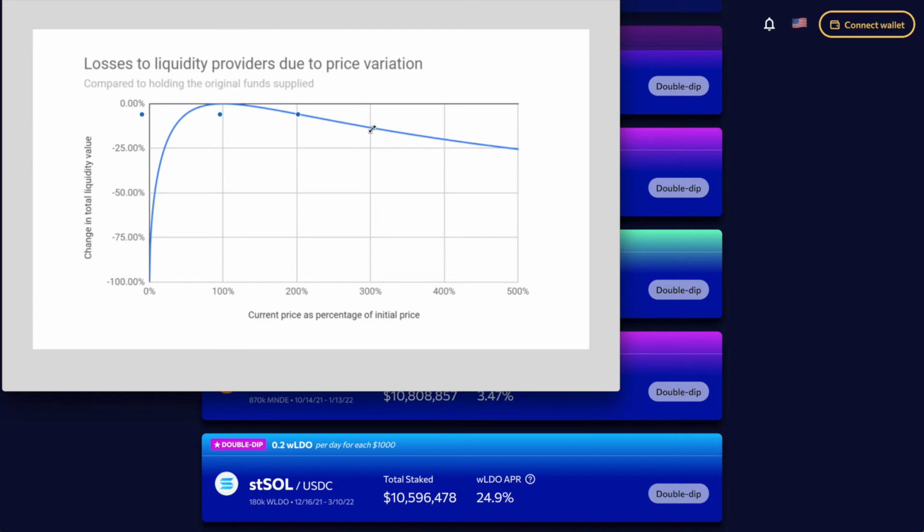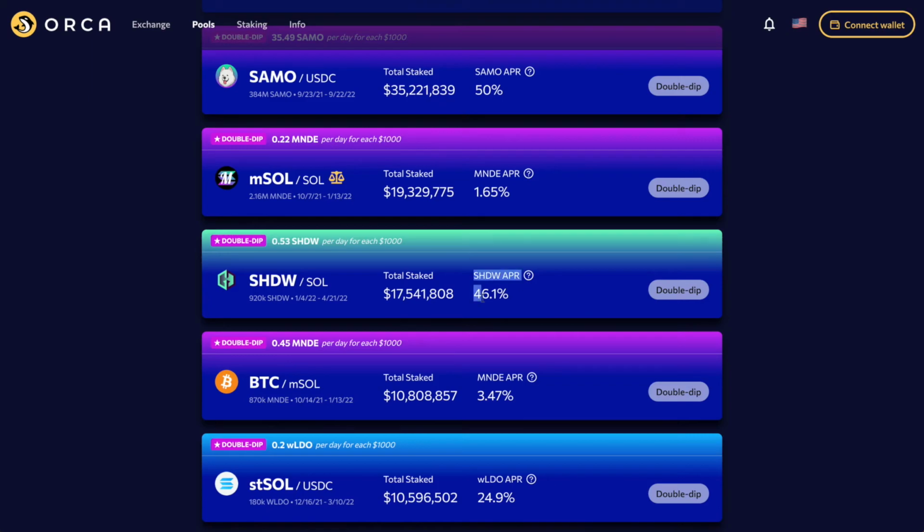Now, if it triples in price, you would lose even more money. You would lose closer to like 15 to 20%. And if it goes up by 400%, or what is this, 4x, you would lose close to 25%. Now, you can see that you're not losing a crazy amount of money, but the idea is that you're making up for that loss if you were to withdraw funds in the form of emissions, right? So you can see that the APR is 46%. You're getting 0.53 Shadow tokens for each $1,000 in value that you've deposited into this pool.